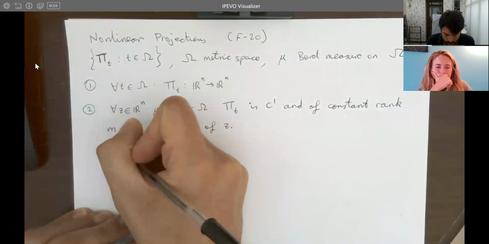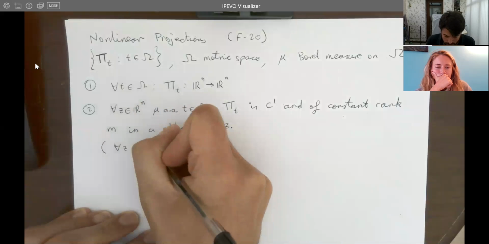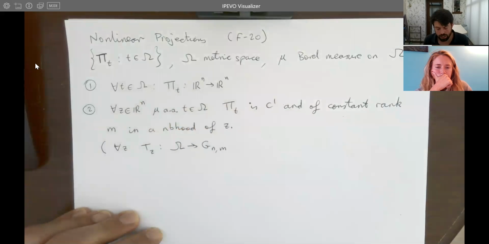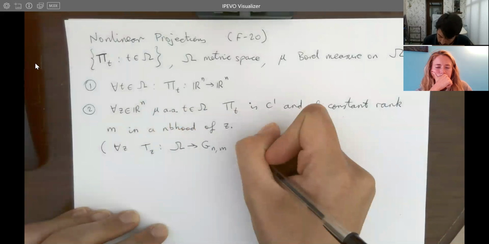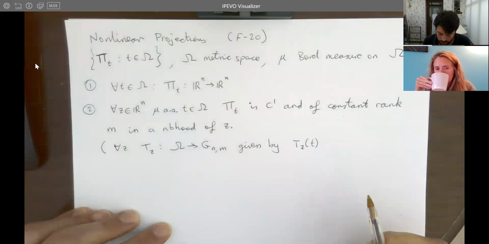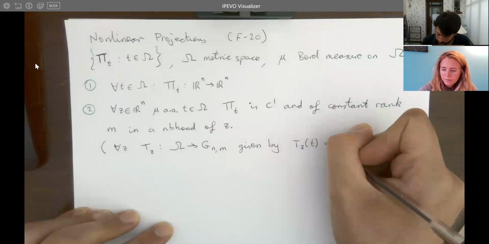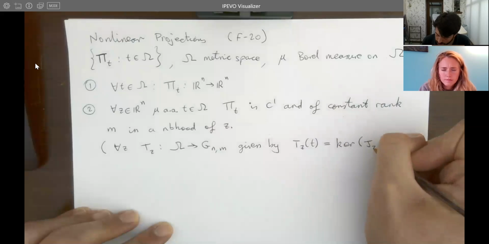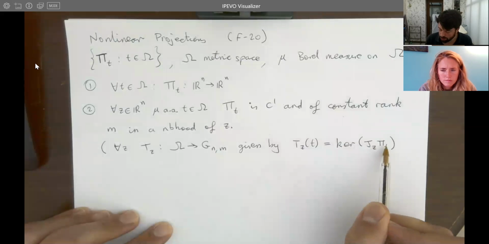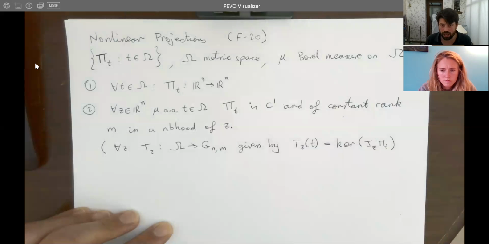so this is just a consequence of what I've written above. For all z, the map Tz from omega to the Grassmannian manifold consisting of m-dimensional subspaces of Rn, given by Tz of little t, so little t is, as usual, a member of omega. I'm going to define this map by, I take the kernel of the Jacobian derivative of pi t at z. So Jz pi t just means the Jacobian derivative of pi t at z. I take the kernel of this map, so it's a rank M map. So the kernel is going to be an n minus m dimensional subspace of Rn.